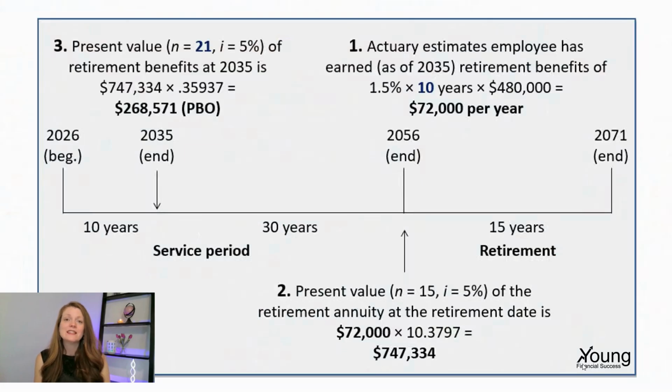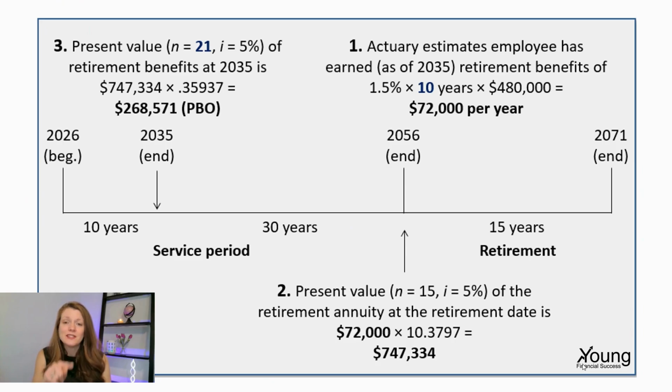All right, so let's look at these same things, but we're going to really dig into it in this way. I'm just walking through these same 3 steps, nothing new here, but let's look at it with more of an analytical timeline. So our first step, you're going to see right there at the top right, it says the actuary estimates that the employee has earned $480,000. We're going to base that on her 10 years of service, and they say we expect to pay her out $72,000 per year for those 15 years.